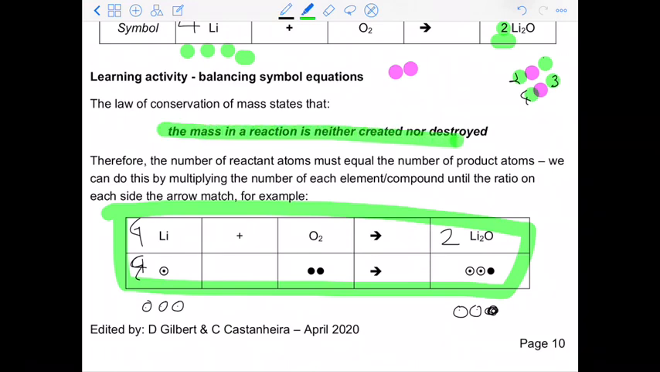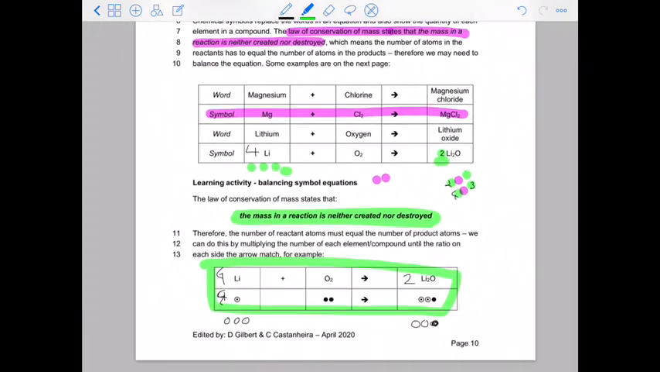Remember the law of conservation of mass. Mass is neither created nor destroyed. So what we have before needs to equal what we have after.